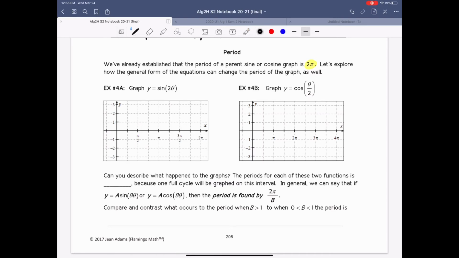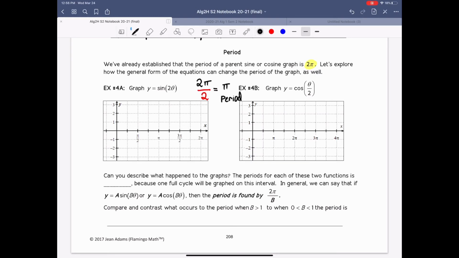Here's how we're going to do it. We know that the standard period of the sine and cosine graphs is 2 pi radians. To find the new period, we're simply going to take the standard period, 2 pi, and divide it by whatever the number is inside the parentheses. Since we have a 2 inside the parentheses, we take 2 pi radians and divide it by 2. And that is going to give us pi for 1 period.